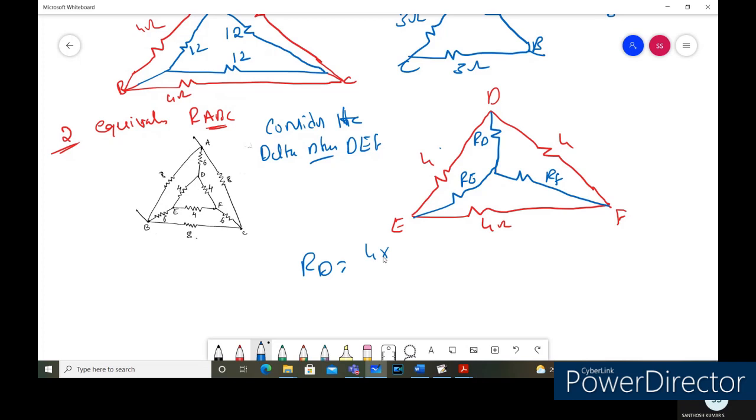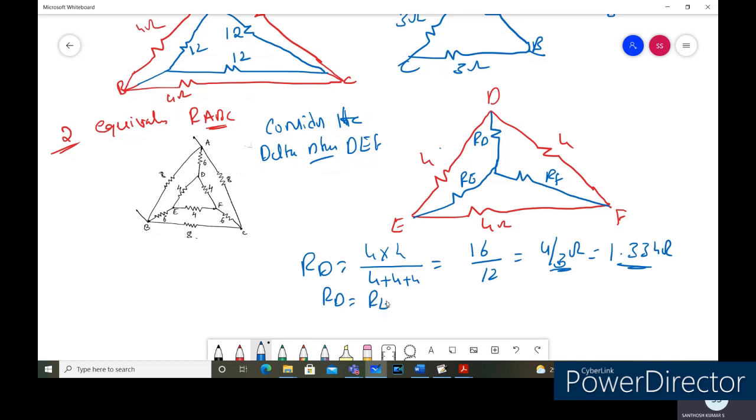So it is 4 into 4 divided by all the resistances, 4 plus 4 plus 4. So 4 into 4 is 16, divided by 12, which becomes 4 by 3 ohms, equal to about 1.33 ohms. Since all the resistances have the same values, RD is equal to RE, which is also equal to RF, about 1.334 ohms.